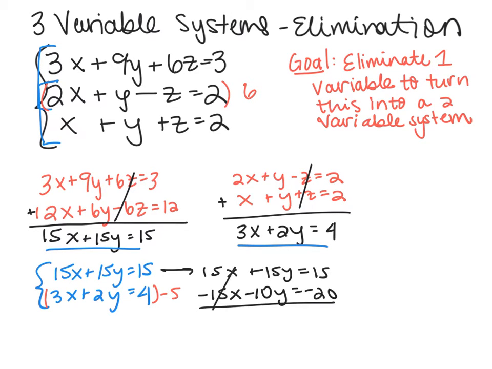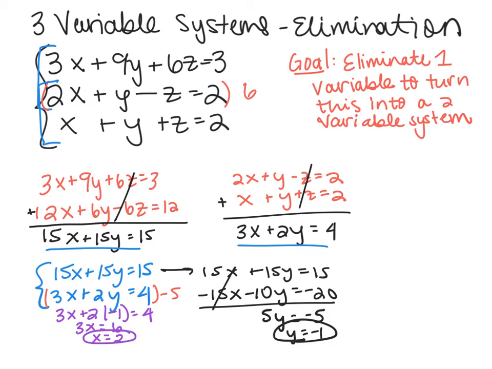Add them together, x's go away. 15 minus 10, 5y; 15 plus negative 20, negative 5. And we get y equals negative 1. Now we just have to kind of work our way back through all the equations to solve for the other variables. So first I'll come over here and solve for x. So we have 3x plus 2 times negative 1 equals 4. 2 times negative 1 is negative 2. So add it to the other side. 3x equals 6. And x equals 2.